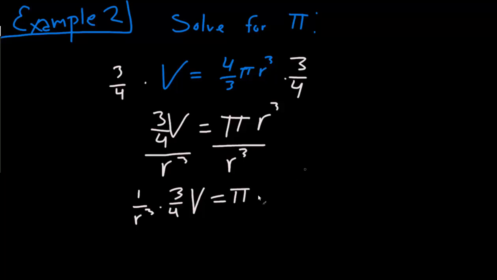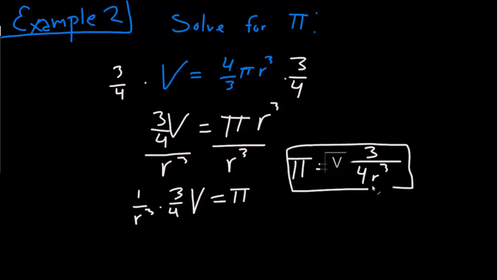Okay guys, so we got pi by itself. Let's just rewrite it to make it look a little bit nicer. Pi equals 3 over 4r cubed. Alright, great job guys. These aren't so bad. Let's move on to the next example, and the last example.